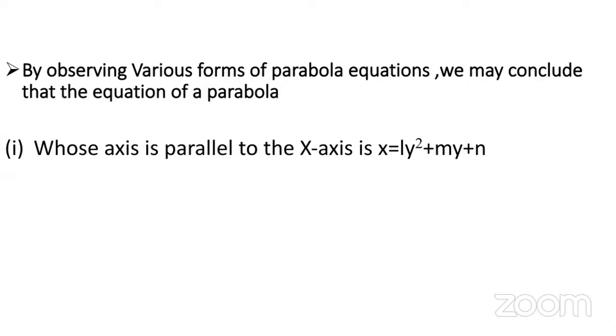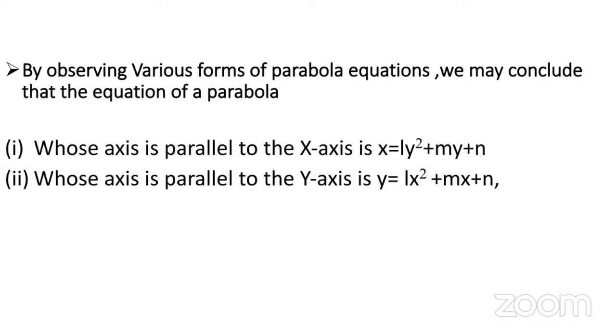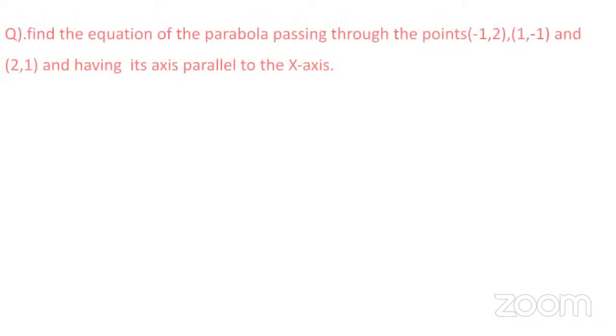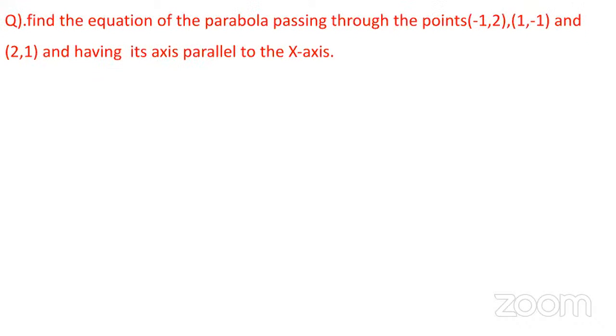So as usual, here x equals ly square plus my plus n, and the next one is the parabola whose axis is parallel to y-axis: y equals lx square plus mx plus n, where l, m, n are real numbers, and l should not be 0. So we have to solve one problem on this.